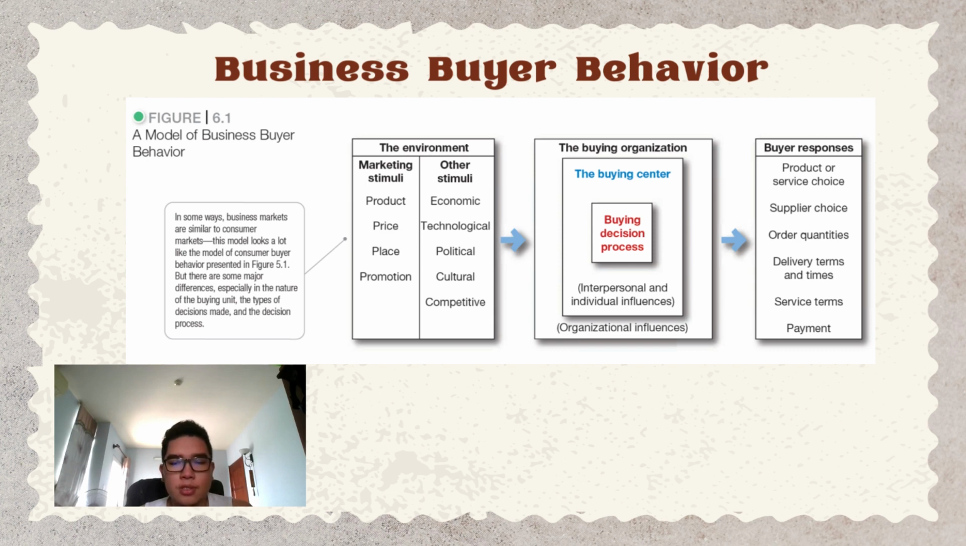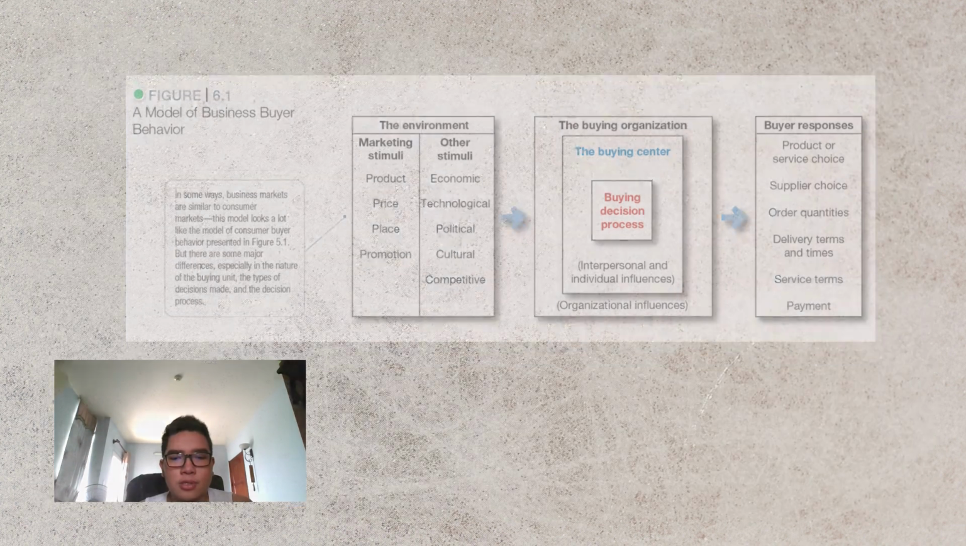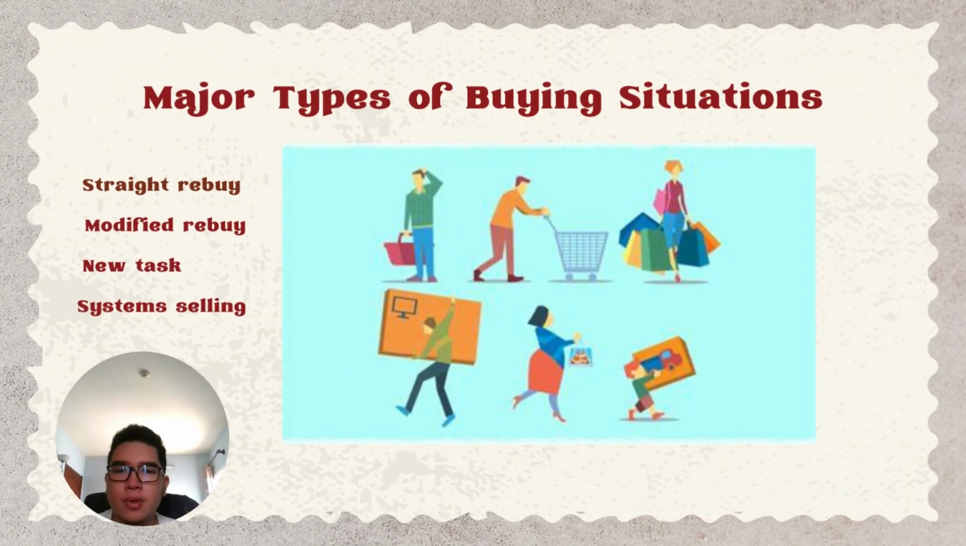Who participates in the business buying process? What are the major influences on buyers? How do business buyers make their buying decisions? There are four major types of buying situations.